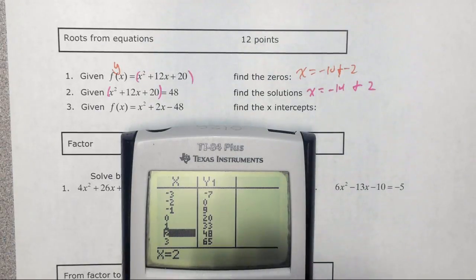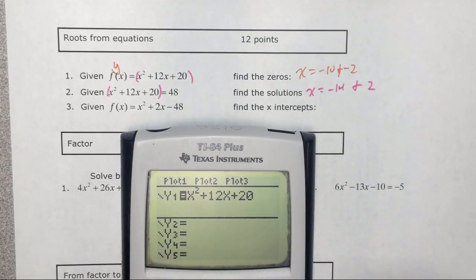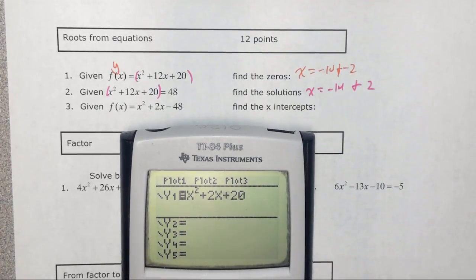The third one in this group is a different one. It has a negative 48, but again, it is different. So I'm going to do y equals, this is going to be 2x and then negative 48.